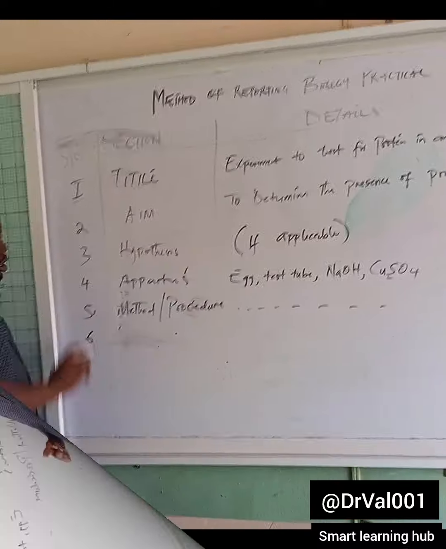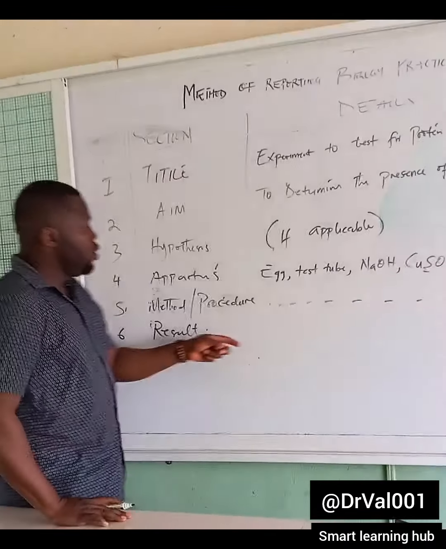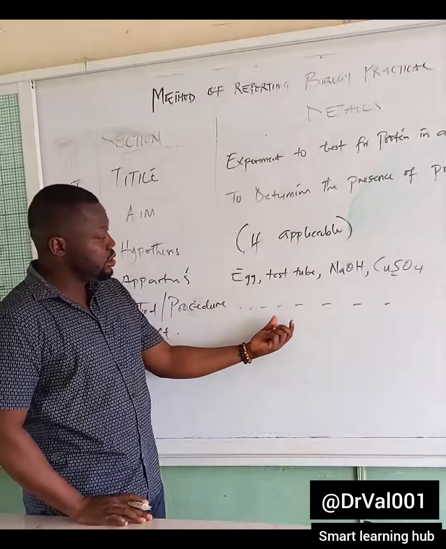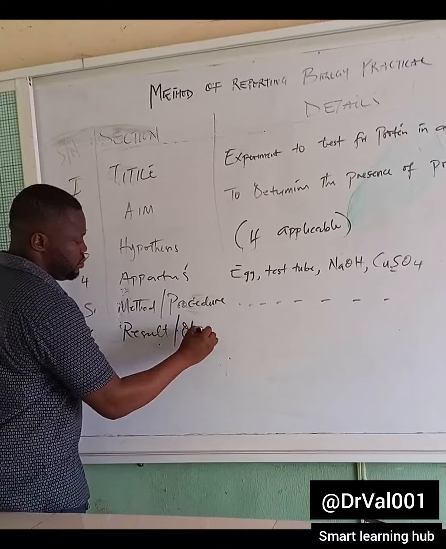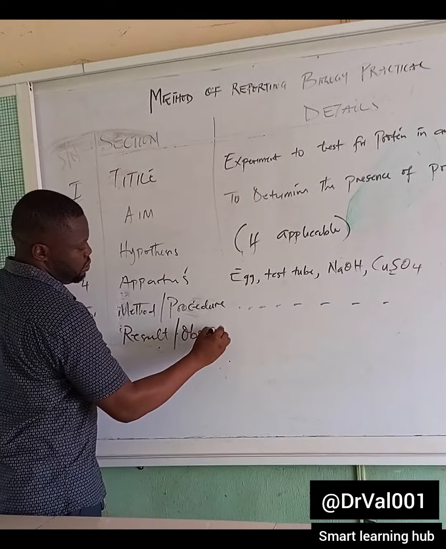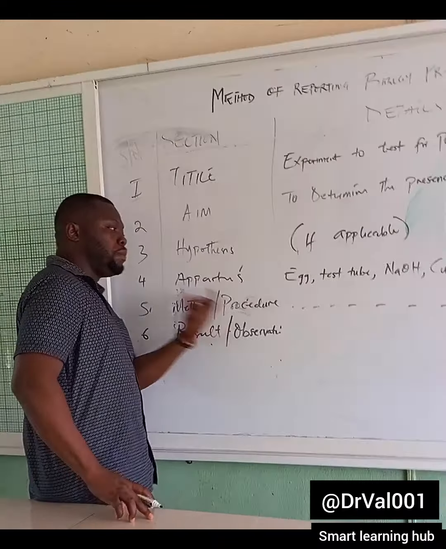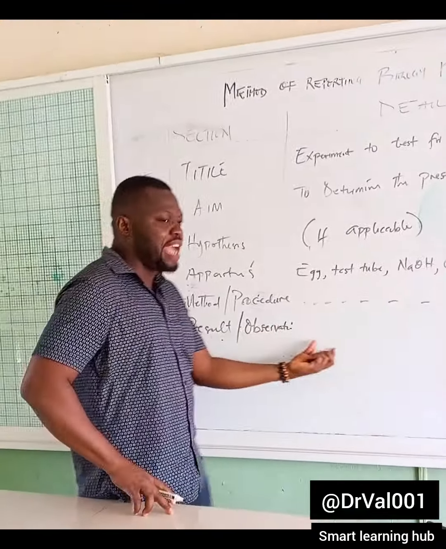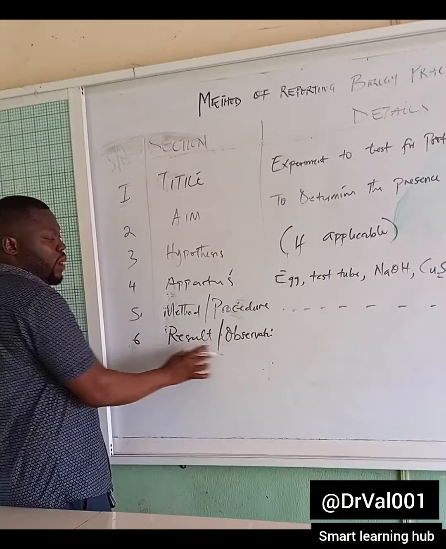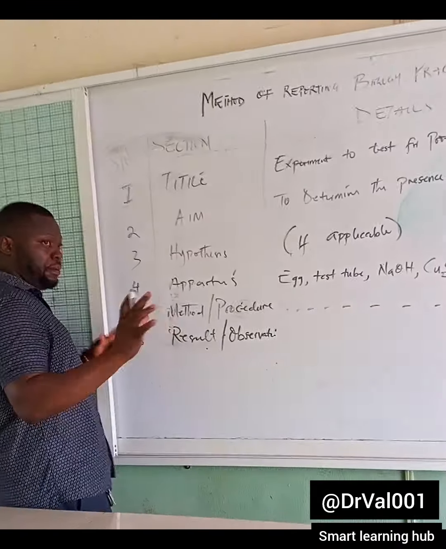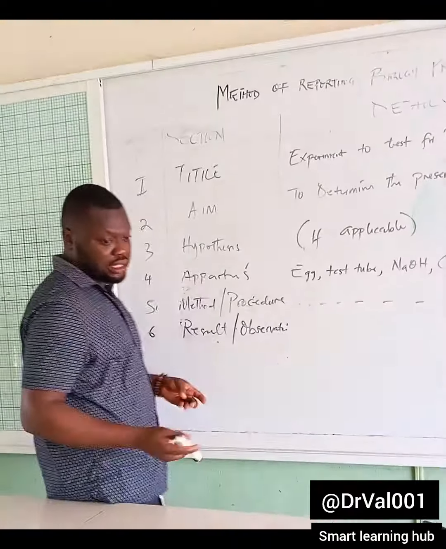Number 6 is results. Now, whatever you have gotten, the results or observation. Whatever you have seen after applying the method or the procedure as the case may be, you will write it out for us. It becomes your result or your observation. These two words can be used interchangeably, but I prefer you use results. If you use observations, you are still correct.